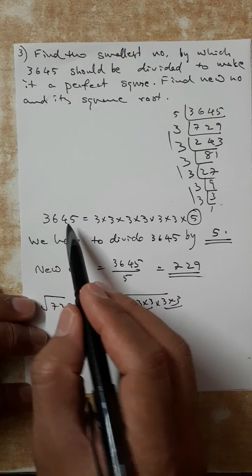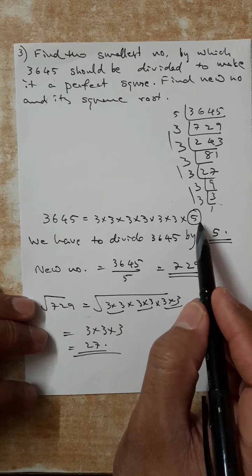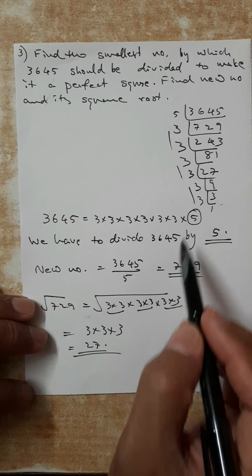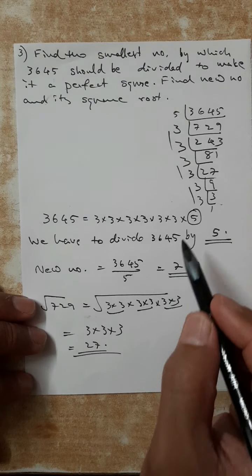Which all numbers are there? These are all the prime factors. So 5 is extra, so that will be removed. If the question is to multiply, we will multiply with 5. If we are to divide, then divide it.